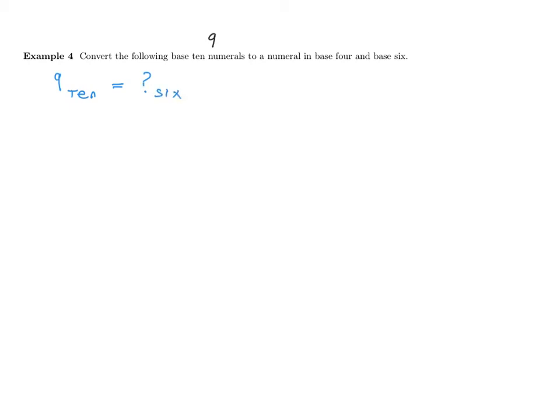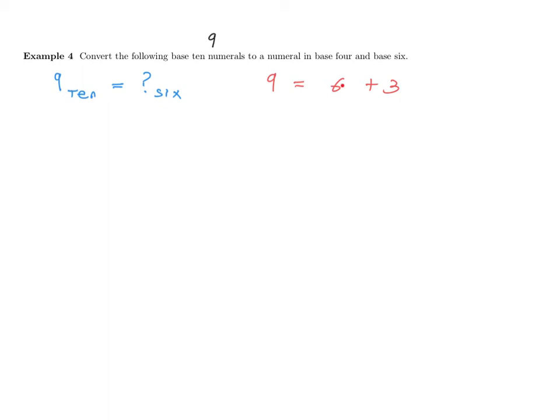For base 6, you can use the digits 0 through 5. Our trick was, can we write 9 as a sum using the number 6? So with 9, we can. That is 6 plus 3. Fantastic. But how does that help us actually get to a base 6 number?